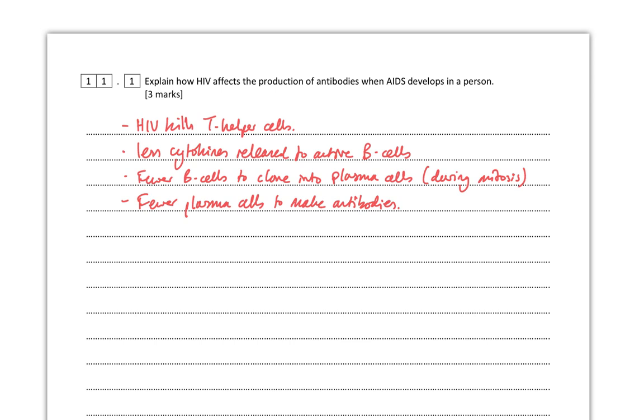I've got antibodies mentioned at the end, good. I've got there, and I've got 3 ways of getting there. Yeah, so it kills the cell, less activation, fewer plasma cells, and then that's my answer. So my 4th bullet point isn't needed, but it's there just in case it was a mark.